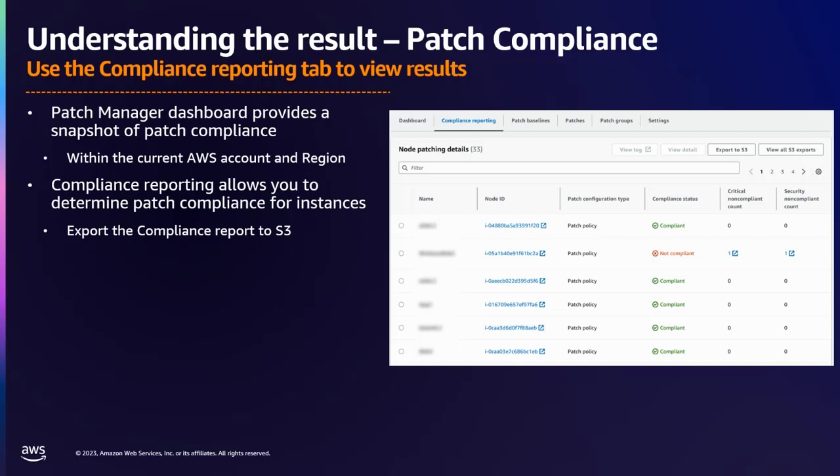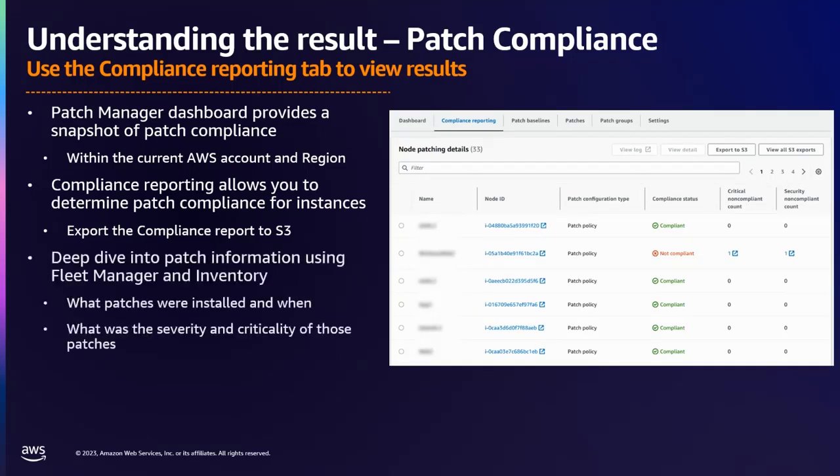So this is really a high-level overview of the compliant status, and then if it's not compliant, what patches are missing. You can deep dive into exactly what the patch information is by going into Fleet Manager inventory and viewing that patch information, but we try to provide a high level view here. The output of the patching operations can be quite complex, so part of the value here is we want to abstract away some of that complexity.